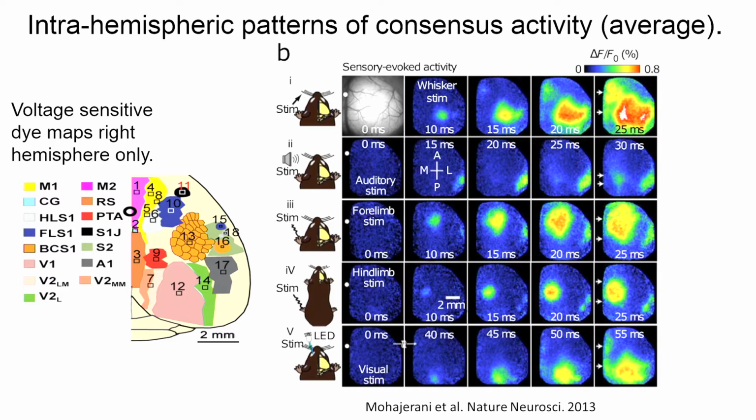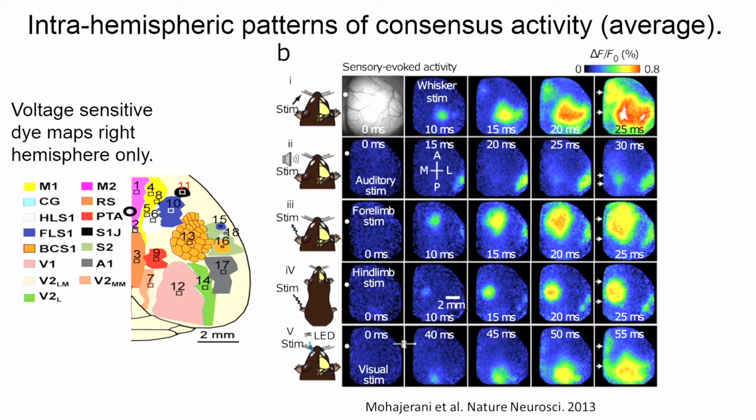This is the motor cortex. And then over time, 25 milliseconds after moving the whisker, it spreads out into S2. If you give an auditory stimulus, you get another unique pattern. You get A1, and then you get a more medial area, which is this parietal association area. Forelimb stimulation, another unique pattern. Forelimb S1, and then that island out there is S2.